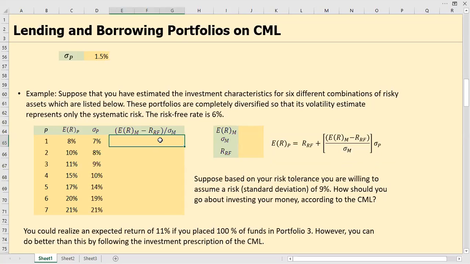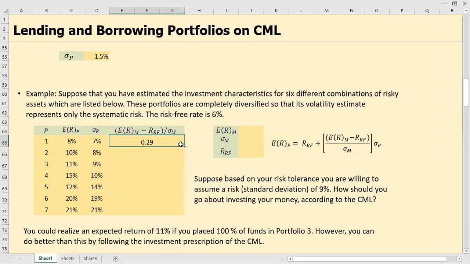So here, equal to the expected return of the market, I am going to use this, right? Expected return of the market minus risk-free rate, which is 6%. It is given in the sum, 0.06, divided by the standard deviation of the portfolio here. So you get this value.